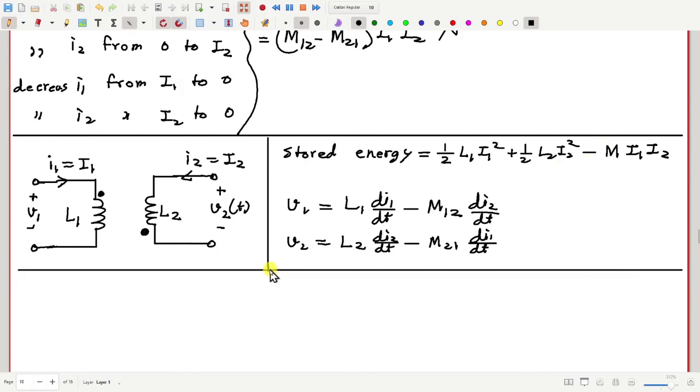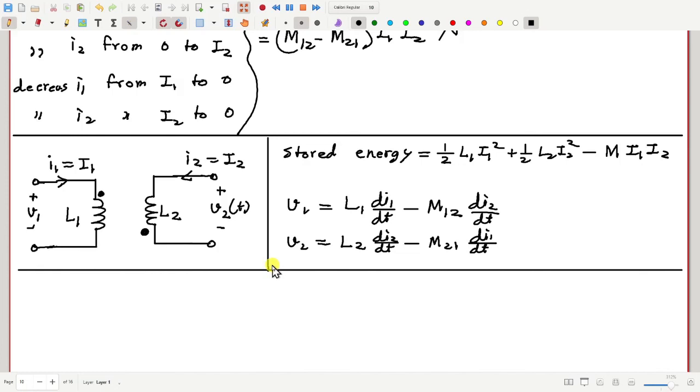Sir, where is this energy stored? Half L I square plus... where is this stored? I can't answer that question. I think it is stored in the field around the coils. Yeah, you can say magnetic field. And the field is extended over infinity, so it's throughout the universe.